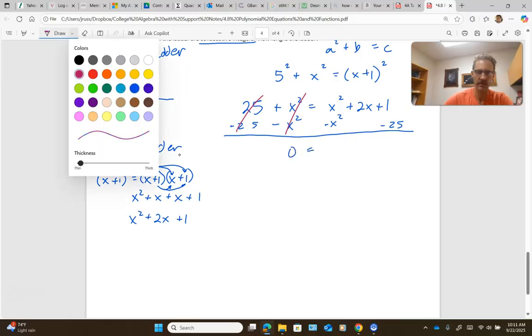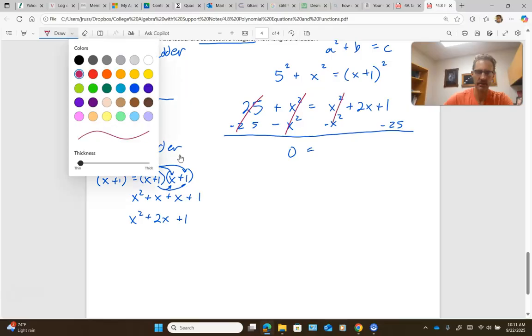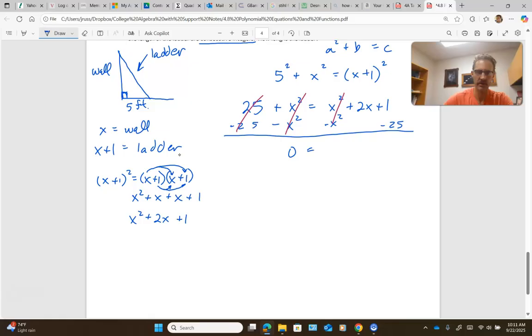An interesting thing occurs on the right-hand side. x squared minus x squared is 0. So guys, you end up losing your x squared term. You'll have 2x left, and then 1 minus 25 right here is negative 24. So this turns out to actually not be a quadratic equation because there's no x squared in there anymore. When we went to put it in standard form, it's like setting a linear function equal to 0.